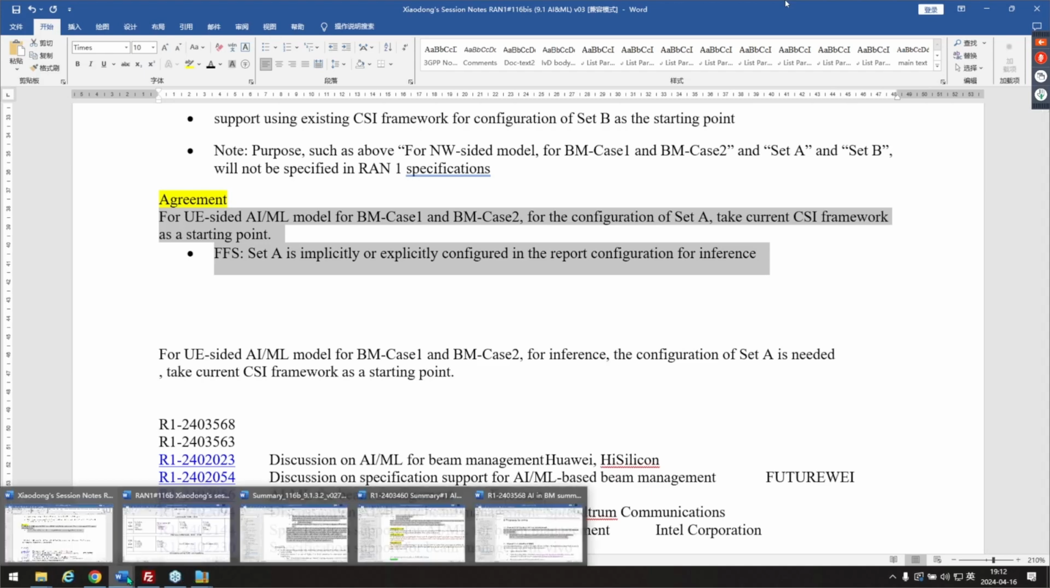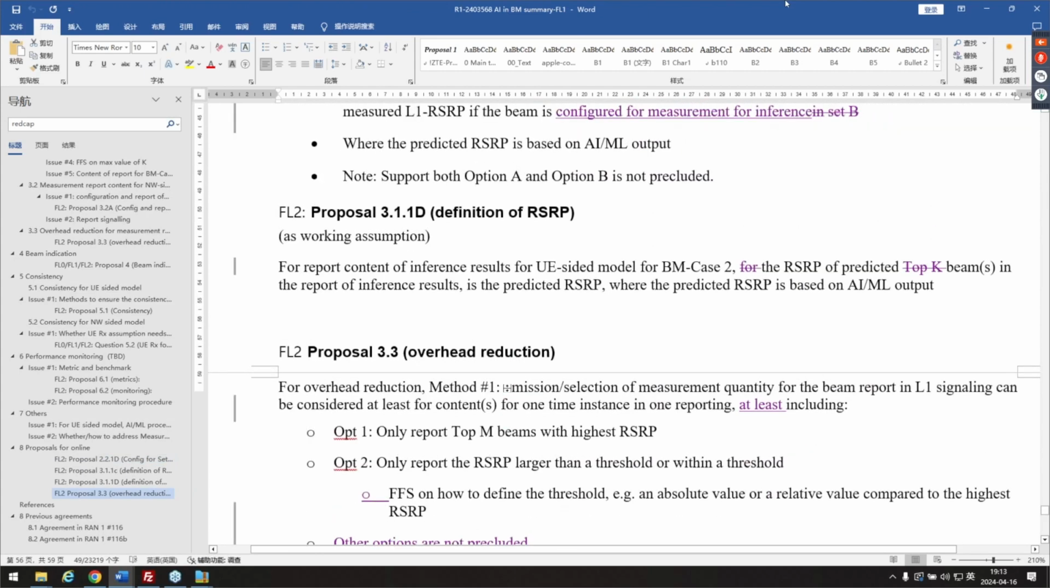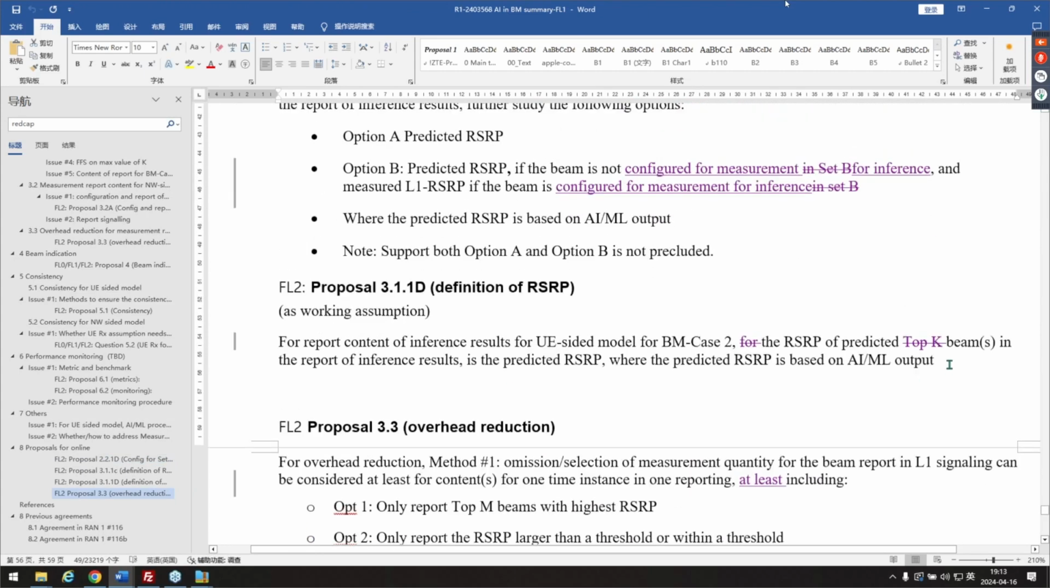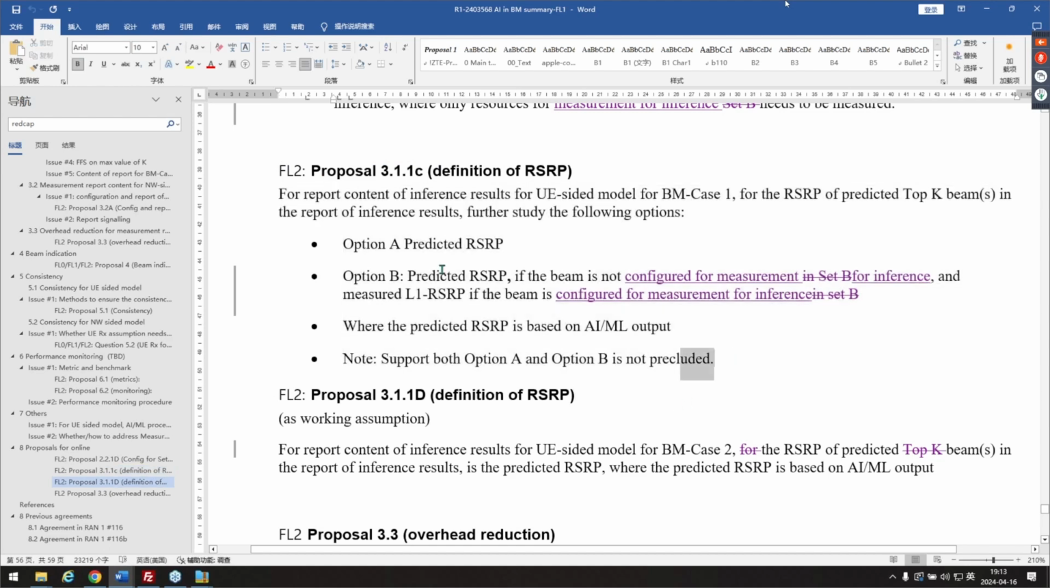Okay, let's please calm down. Right, this one. The next one. This one. It's about this. Both of them. Maybe take both of them together. One is for say BM case 1. One is for BM case 2.